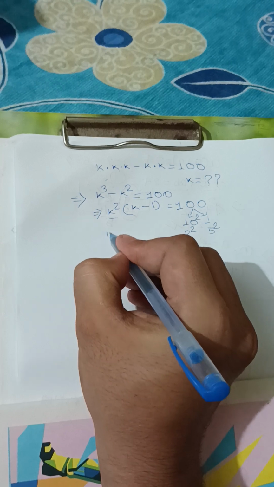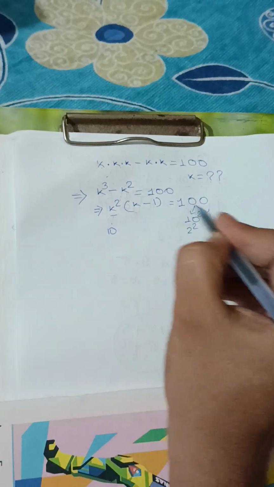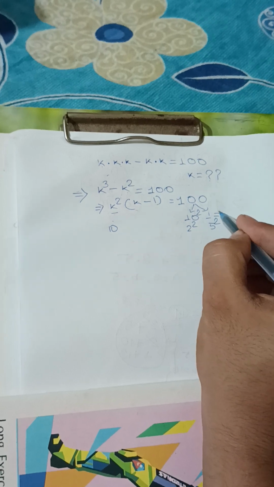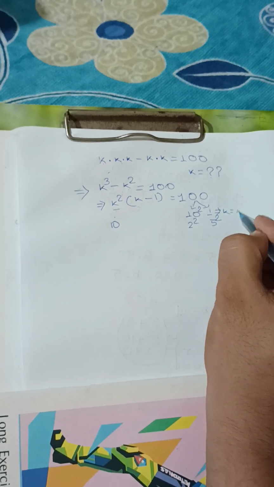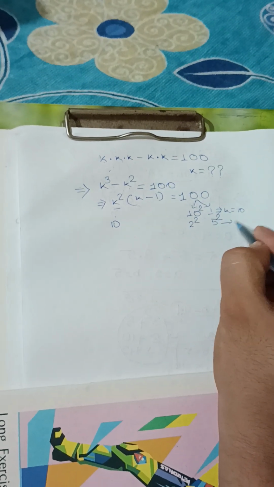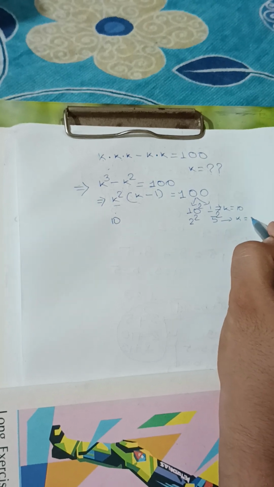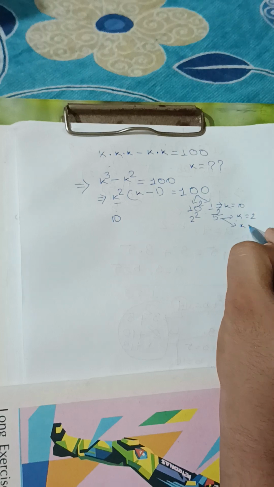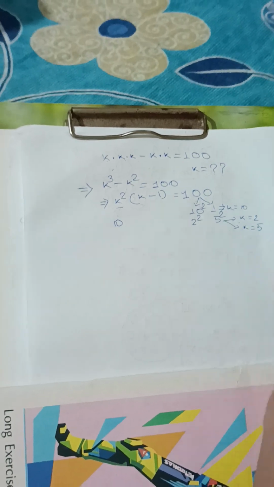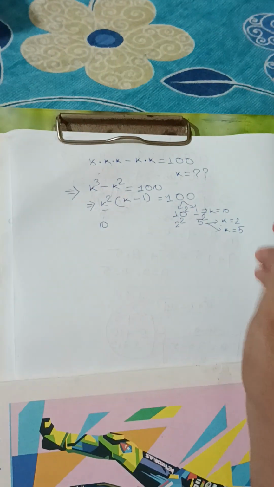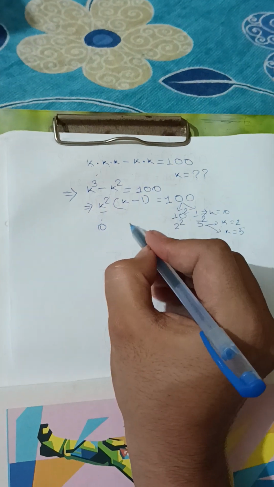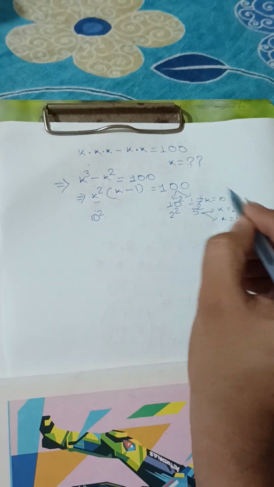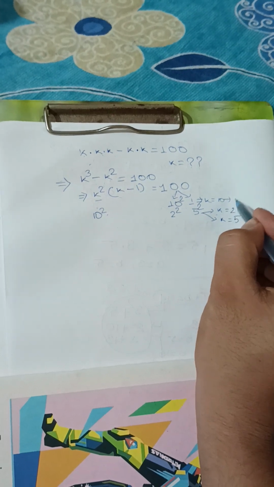So if we use the value of k as 10, k may also be 2 or k may be 5, as k square is equal to 2 or 5. Okay? So we will check the first condition first.